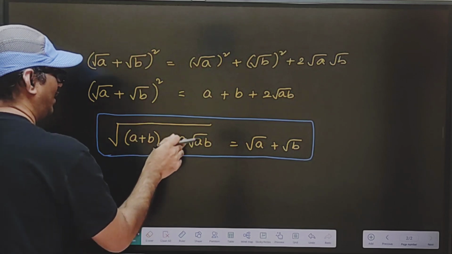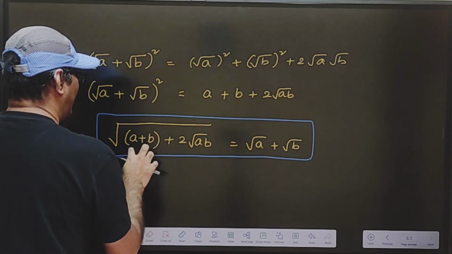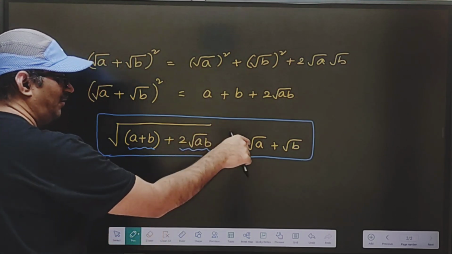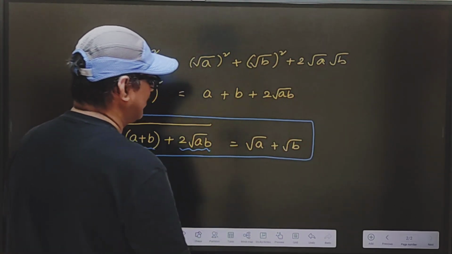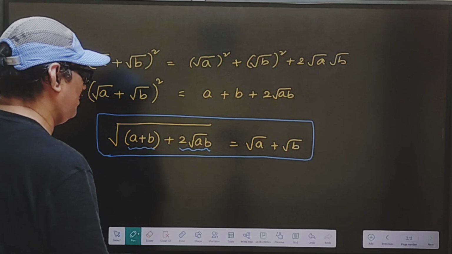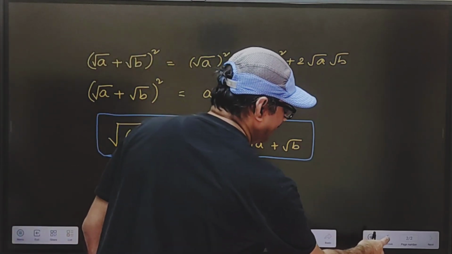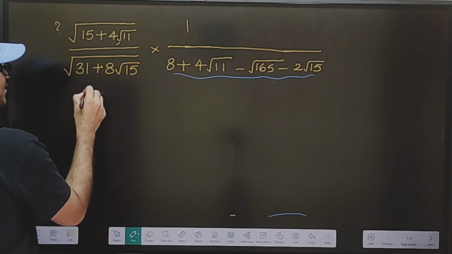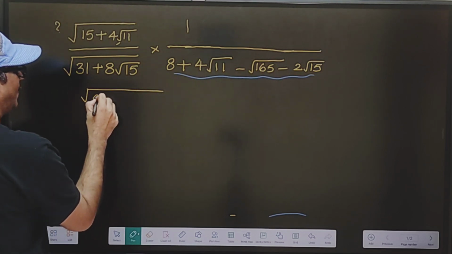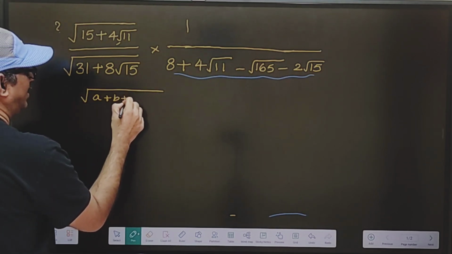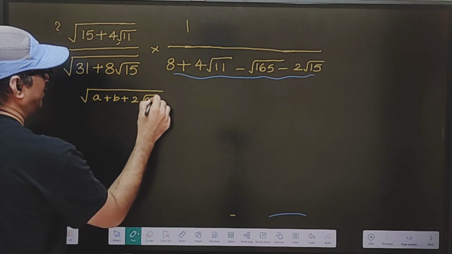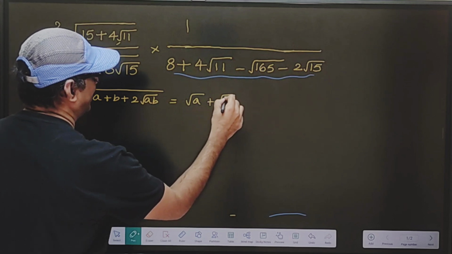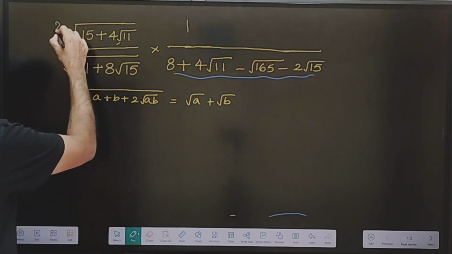We have been given in square root, so we'll try to write it into this format, a plus b plus 2 root ab, so that we can say that the square root will be root a plus root b. Let's go back to our problem and write down this formula first. What we understood just now, square root of a plus b plus 2 root ab is equals to square root of a plus square root of b. Now let us take the first one.